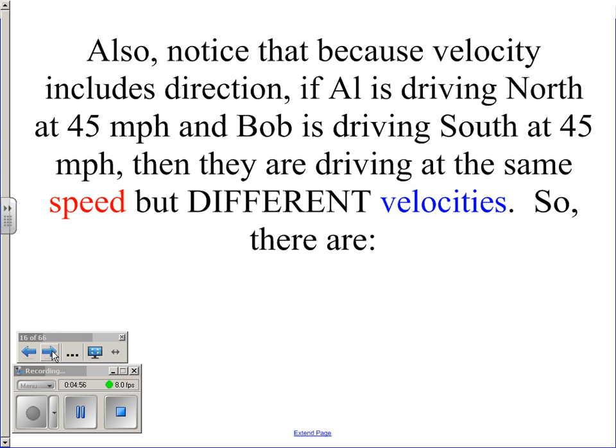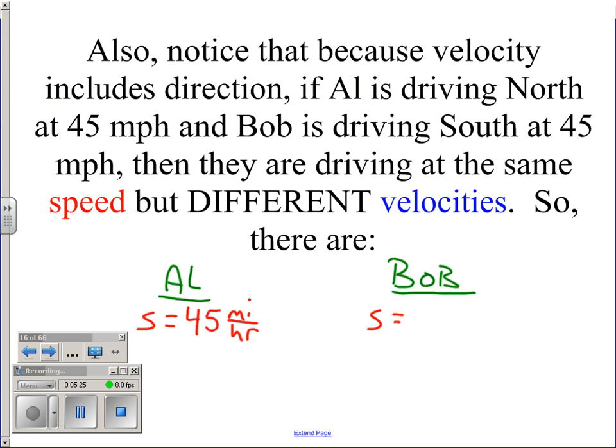Notice that because velocity includes direction, if, for example, Al is driving north at 45 miles an hour, and Bob is driving south at 45 miles an hour, then they're driving at the same speed, right? Al's speed: if you said to Al, hey Al, how fast are you driving? He would tell you he's going 45 miles per hour. And if you said the same thing to Bob, how fast are you driving? He would tell you that he was driving at 45 miles per hour. So the speed is the same, right? But the velocities are going to be different, because check it out.